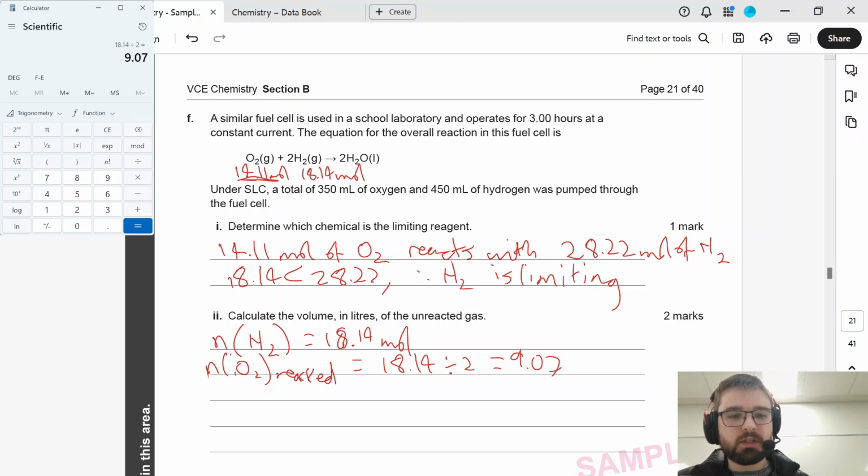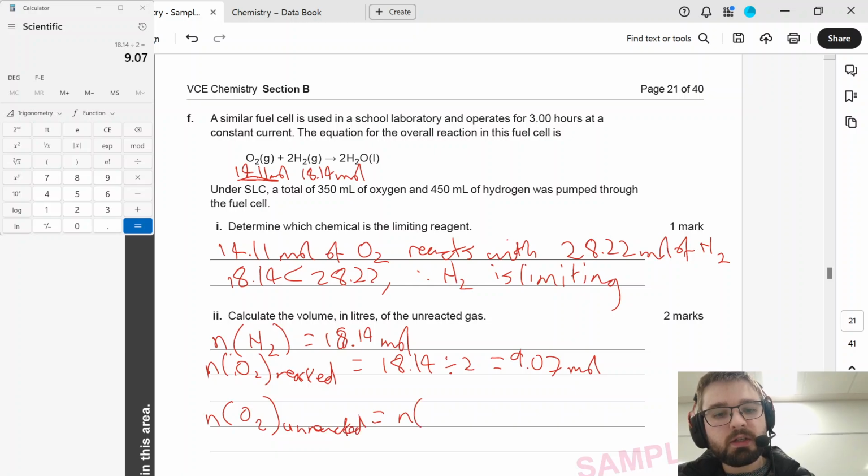Just check it so I don't make a silly mistake. So 9.07 moles of the oxygen will react. So the amount of oxygen unreacted is going to equal how much we had at the start. So I'll say the initial minus the amount that reacted.